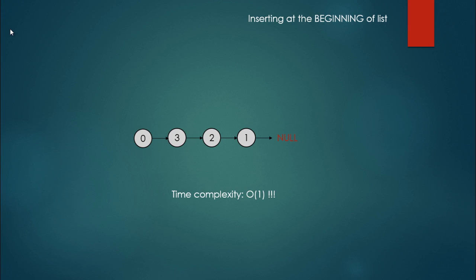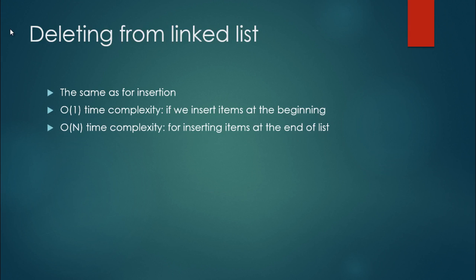So it depends on whether we are inserting an item at the end or at the beginning of our linked list. It can be slow or it can be fast. It depends on several things. So that's the main characteristics of array lists and linked lists. And of course, deleting from a linked list is the same as for insertion. If we want to do it at the beginning, it can be done in constant time complexity, very fast. If we want to do it at the end of the list, it has linear time complexity. So that's all about linked lists and array lists.